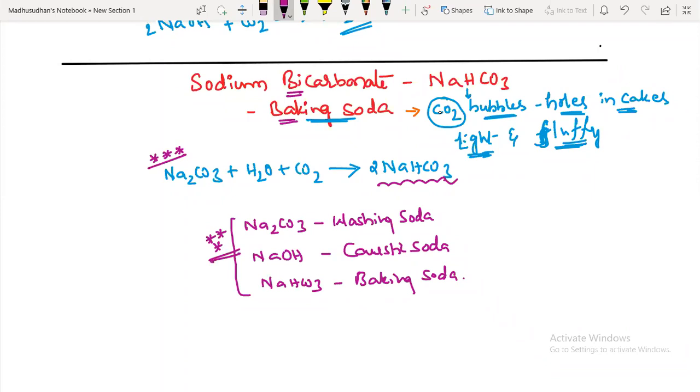Okay, next. This sodium bicarbonate has a special use. It is used as a mild antiseptic, a mild antiseptic used for skin infections.